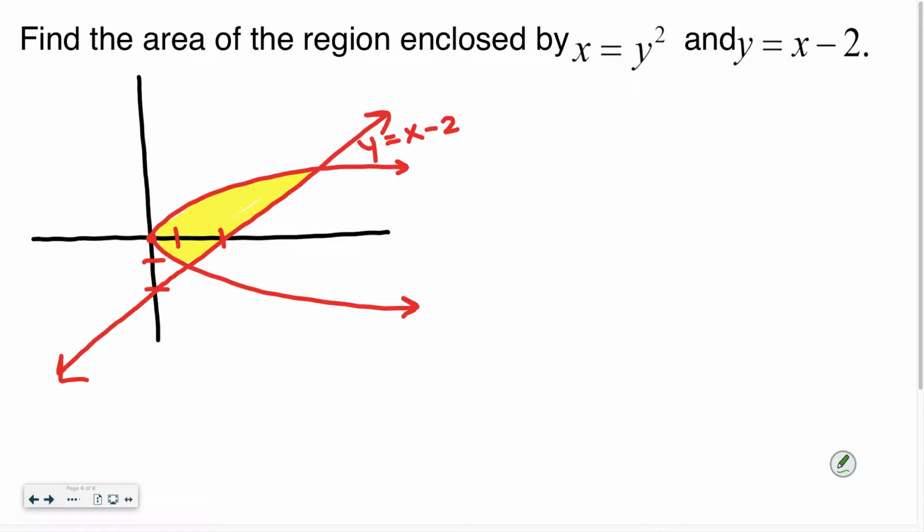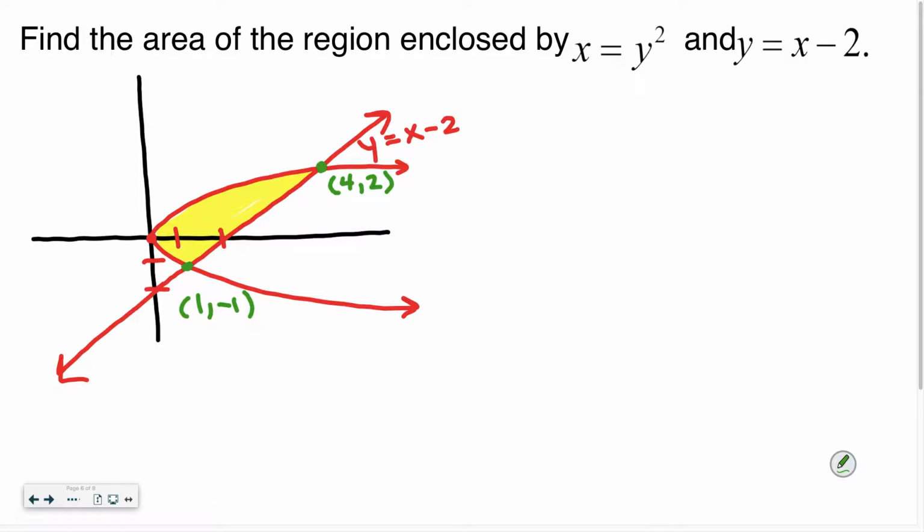Okay, so where does x equals y squared and y equals x minus 2 intersect? 4, 2. How'd you find that? Just kind of fell right. What else? I don't know about 1, 1. 1, negative 1, that's right. Okay.